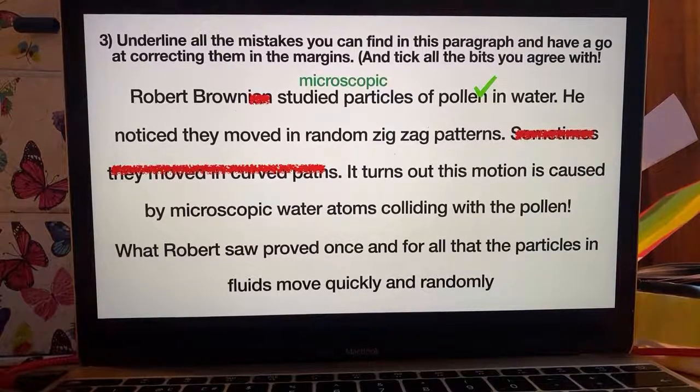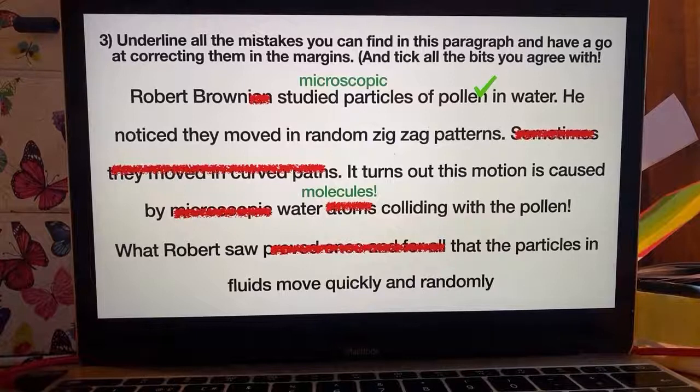It turns out this motion is caused by, well, what's happening here? Microscopic water atoms. No, they're not atoms, are they? And they're not microscopic because you can't see them with a microscope. So water molecules. Robert Brown studied microscopic particles of pollen in water. He noticed they moved in random zigzag patterns, random zigzags. It turns out this motion is caused by water molecules colliding with the pollen.